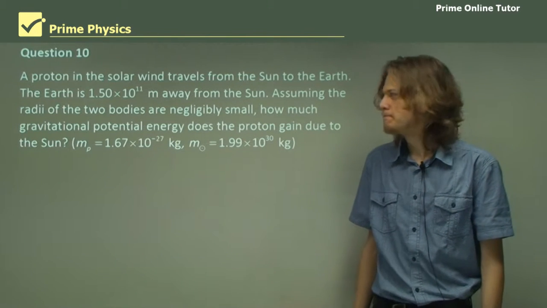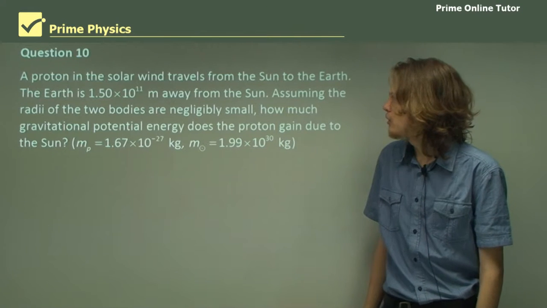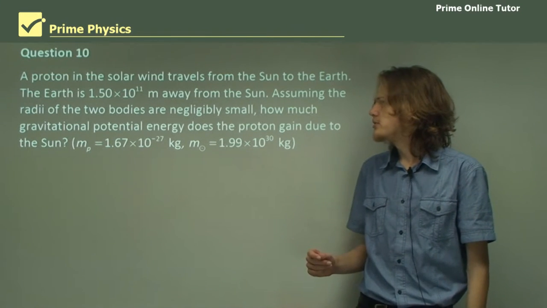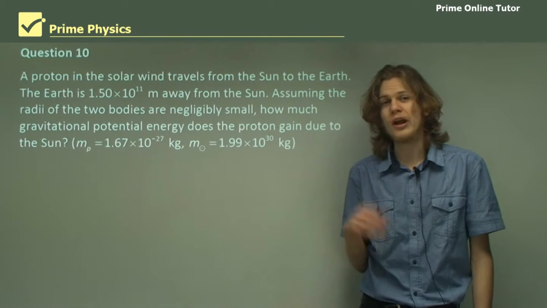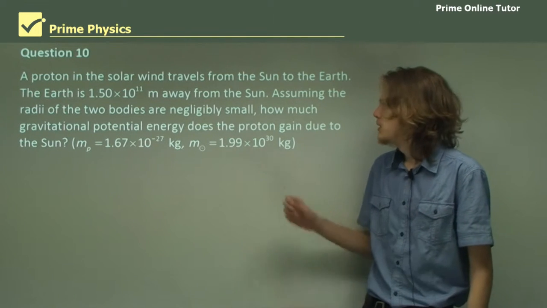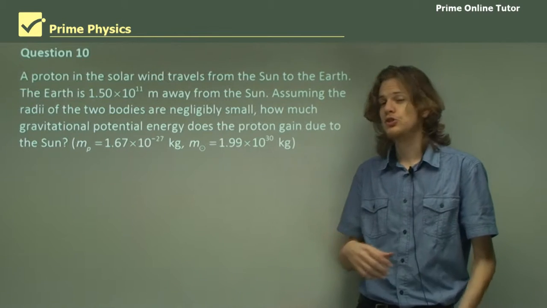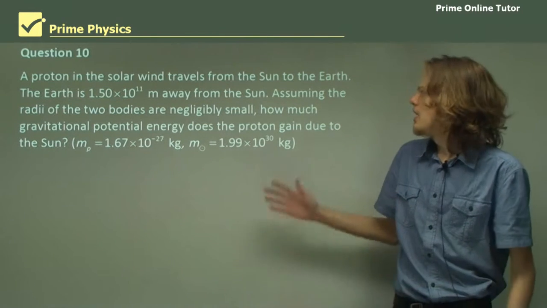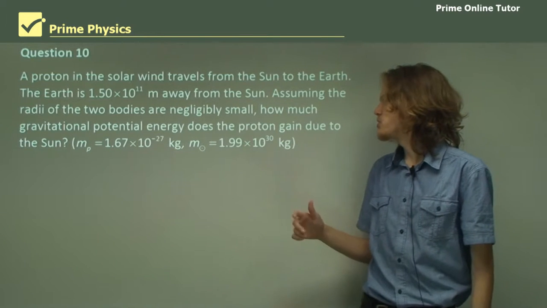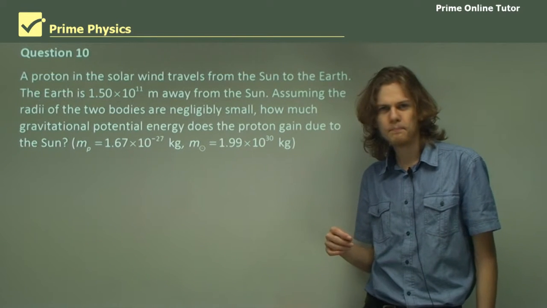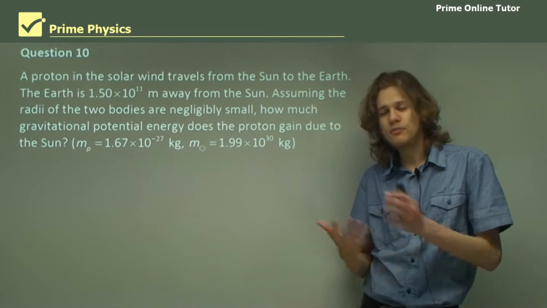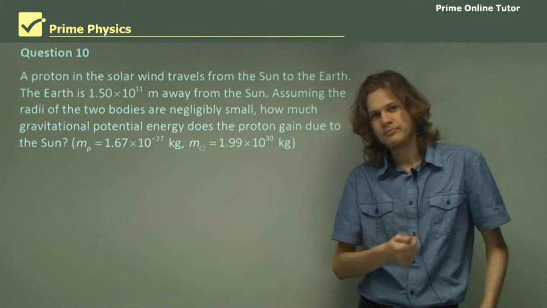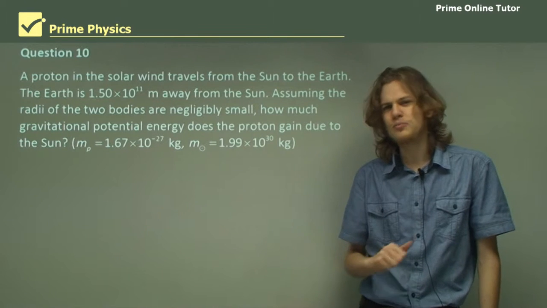Question 10. A proton in the solar wind travels away from the sun to the Earth. The Earth is this distance away from the sun, one astronomical unit. Assuming the radii of the two bodies are negligibly small, so we don't have to worry about the radius of the sun or the radius of the Earth, how much gravitational potential energy does the proton gain due to the sun? Remember, it's moving away from the sun, so its potential energy will be going up until at an infinite distance it reaches a potential energy of 0.